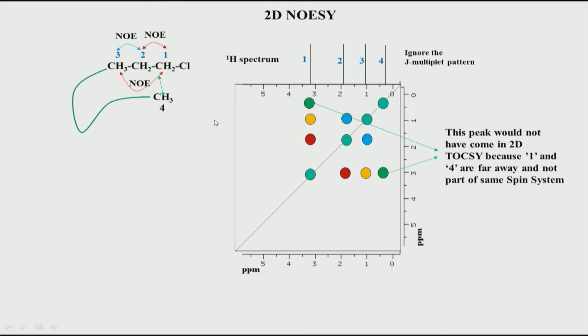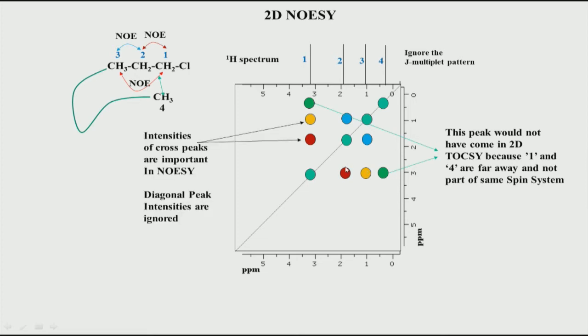So, this obviously does not belong to this spin system which is these 3 hydrogens, because by bond it is very far away, but NOESY will give you that because it is close in space. So, this is how NOESY helps a lot to get the structure information which you would not have got from TOCSY. That is why NOESY occupies a very important role in NMR spectroscopy because of this feature.